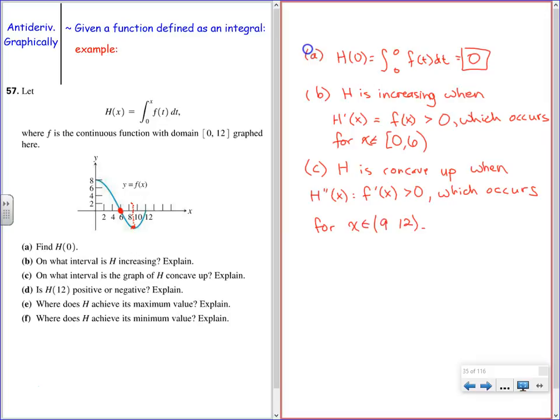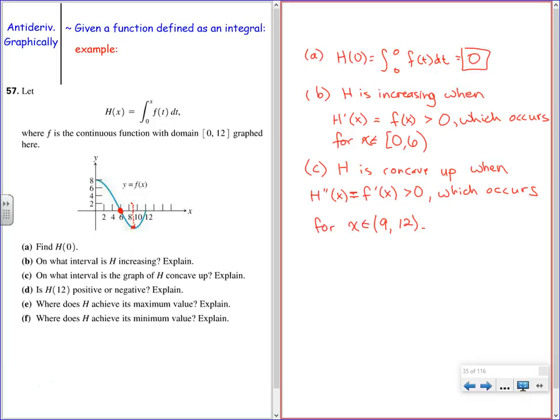No. Why is it 9 to 12? Because remember, f prime is the slopes of f. So where are the slopes positive? Well, the slopes are positive on the interval 9 to 12, and 12 is open because the graph ends there, so it's not still increasing. You can't include 9 because 9 is a horizontal tangent.